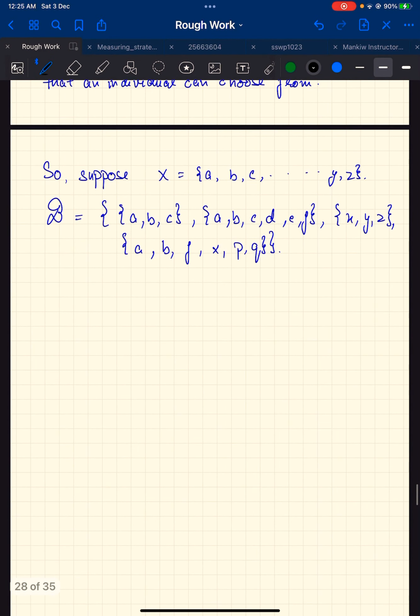So, like we said, suppose capital X has 26 elements from A to Z, then curly B, since it is a family of budget sets, could have B1 equal to {A, B, C}, B2 equal to {A, B, C, D, E, F}, and so on and so forth. So then we would say that curly B is a collection or a set or a family of budget sets B1 to B4.